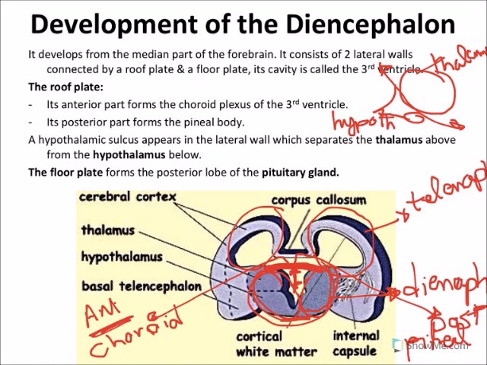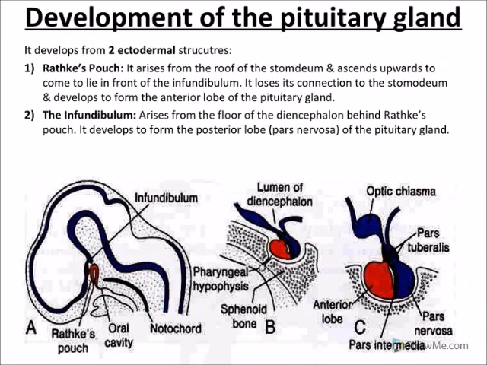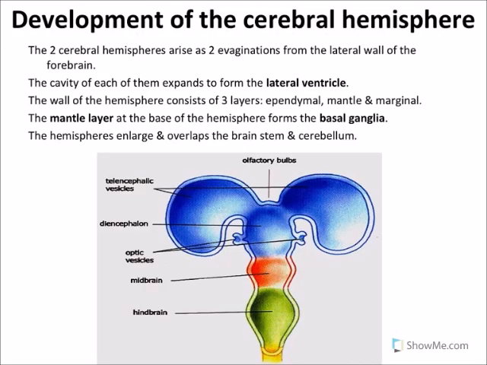Lastly, the floor plate, which is this part, will be developed into the posterior lobe of the pituitary gland. And this is the development of the pituitary gland itself, which is not included in our course, but if you want to have more information, please read this slide.